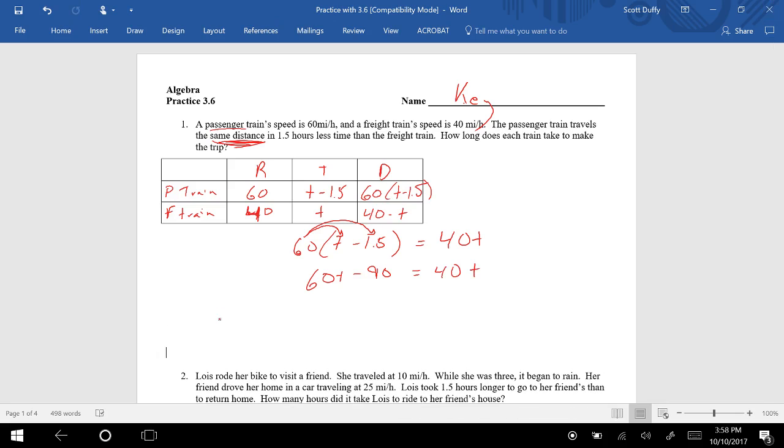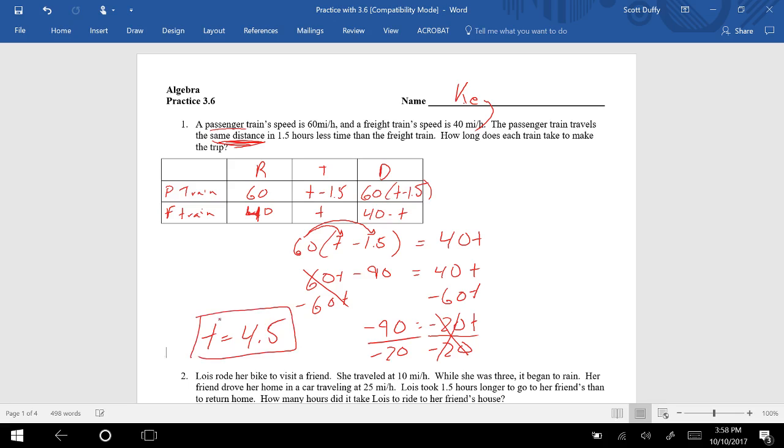If I subtract 60T from both sides, this crosses off. I still have negative 90 equals 40 minus 60 is negative 20T. And then always divide by the number in front of the variable. Divide by 20 so that you can get rid of that number in front of the variable, and you have T equals negative 90 over negative 20, or 4.5. That's how long it takes each train to make the trip.